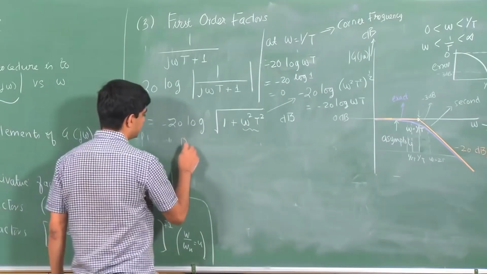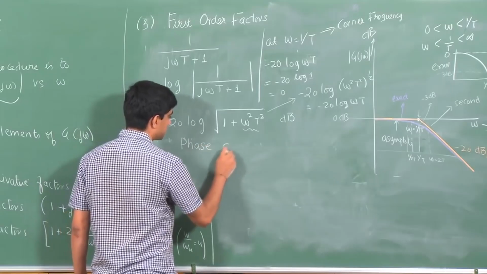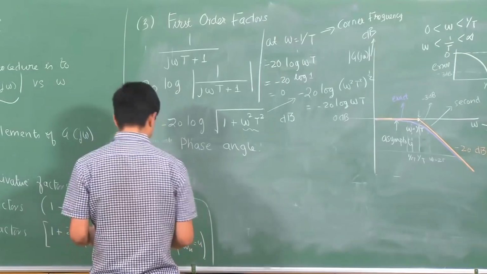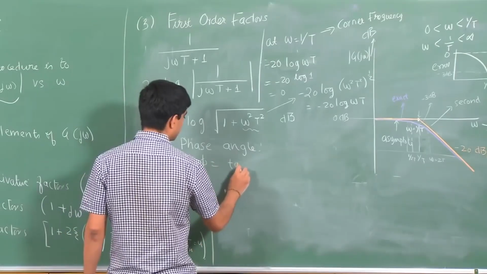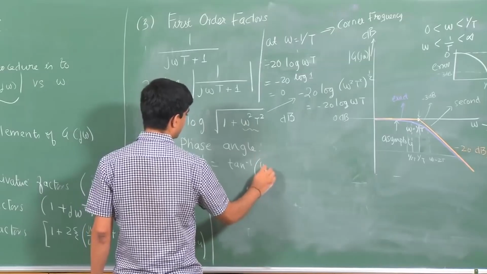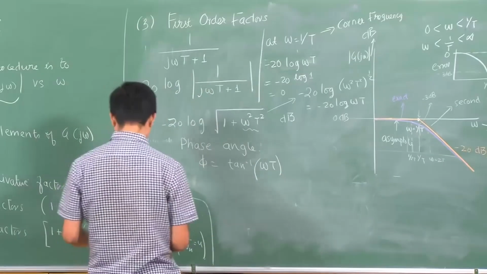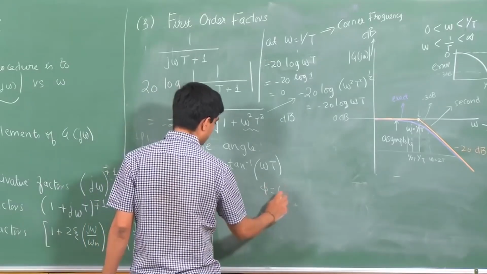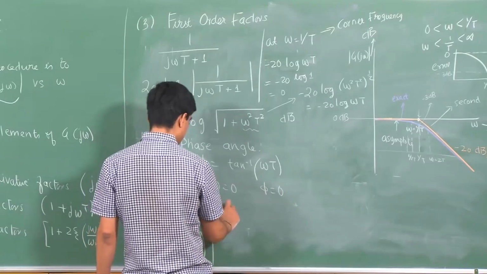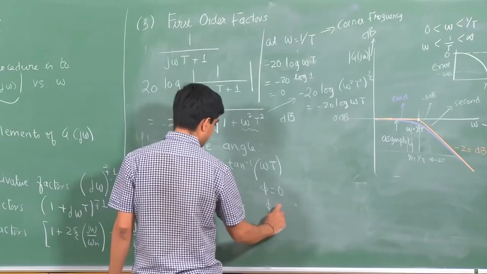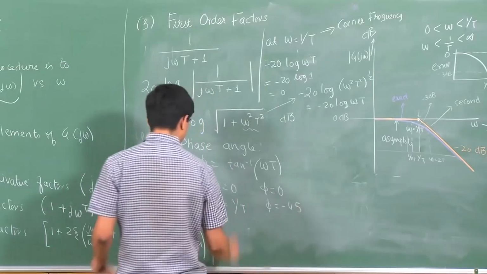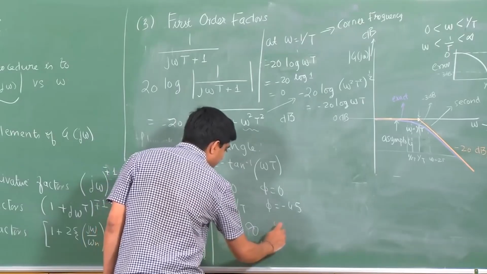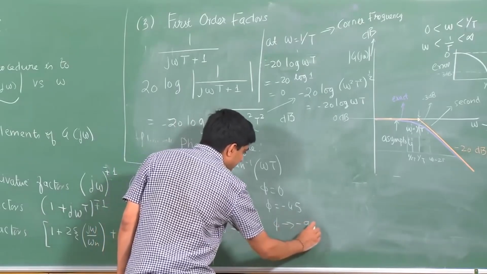The phase angle is computed as the inverse tan of omega t. So at omega equal to 0, we'll have phi equal to 0. When omega is 1 over t, phi is minus 45. Sorry, there will be a minus here. And as omega goes to infinity, the phase goes to minus 90 degrees.